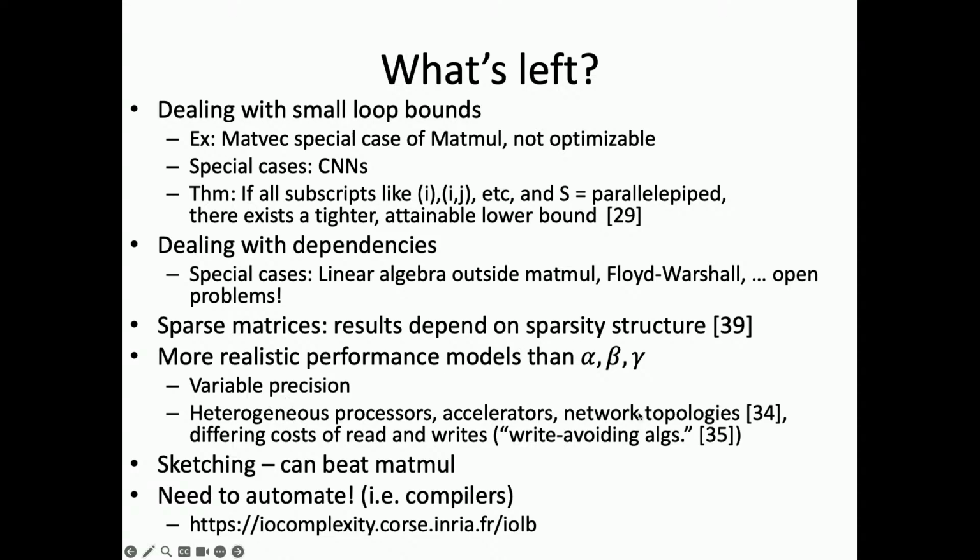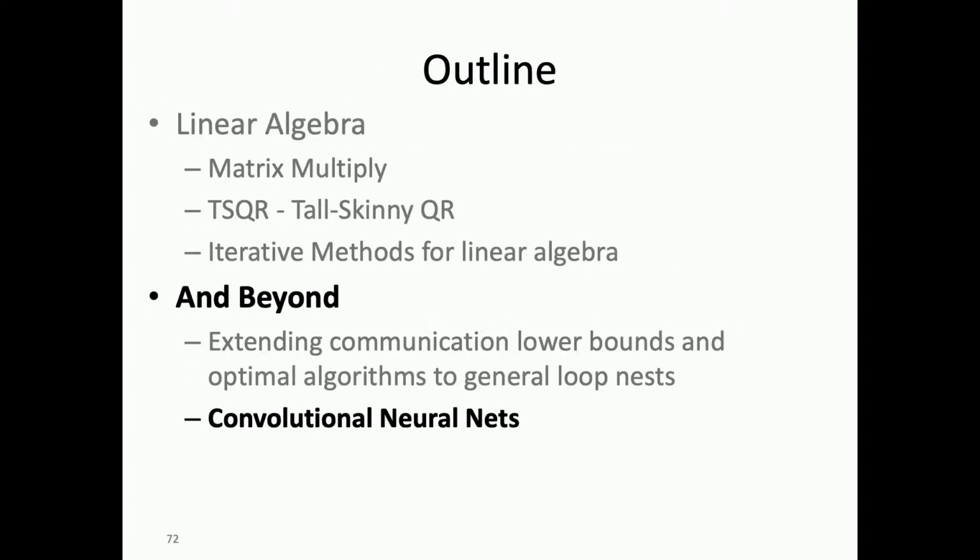Dealing with variable precision, dealing with network topologies, dealing with the fact that writes can be sometimes much more expensive than reads, sketching, and compilers. And it seems like I should do the demo of how the compiler will do this automatically for you, sure, maybe in the working group. Yes, okay. So that's it. And it all works for convolutional neural nets, so that we have an optimal algorithm for that.